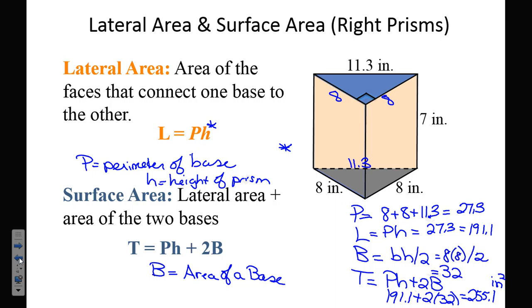The 191.1 came from taking my perimeter, which was 27.3 times the 7. Forgot to put 7 over here. Times my height. Okay. Had to find my perimeter by adding these guys up. And I had to take that times the height. The height of the prism is 7, because that's the lateral edge that's connecting the two bases.